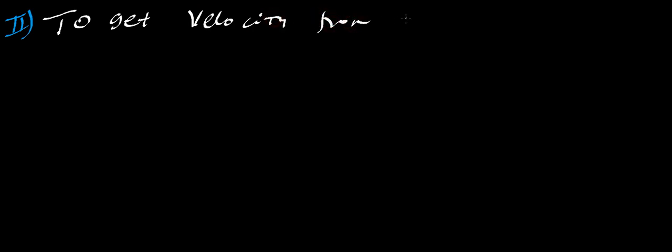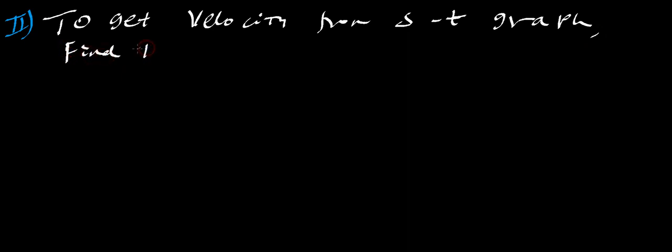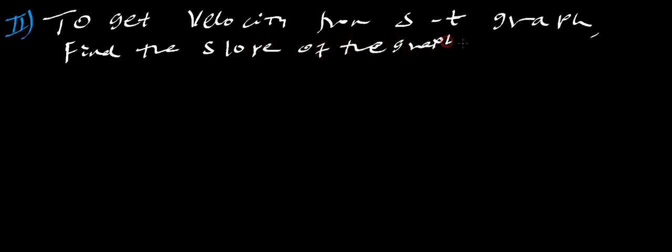Let's say Roman number 2. To get velocity from a distance time graph, we have to find the slope of the graph. Do you know how to get the slope of the graph? The slope of a graph is equal to the vertical increase of the graph divided by the horizontal increase of the graph. This is always true. The slope of the distance time graph is equal to velocity.